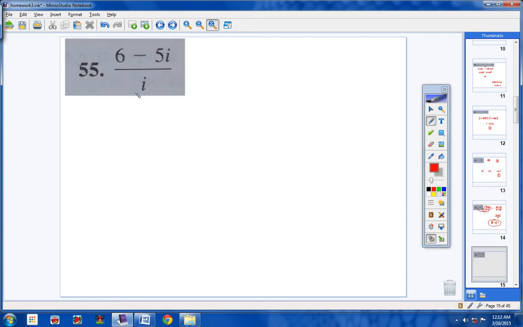Moving on to number 55. Okay, now remember, this is your b part, or the second part of your complex number. So you do change the sign of this. So you multiply the top and the bottom by negative i over negative i. The conjugate of i is negative i. So 6 times negative i is negative 6i. Negative times a negative is a positive 5i squared. Now, i squared is a negative 1, so you really have 5 times negative 1, which is a negative 5.